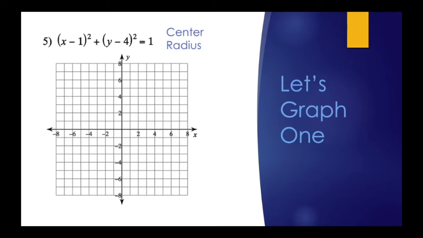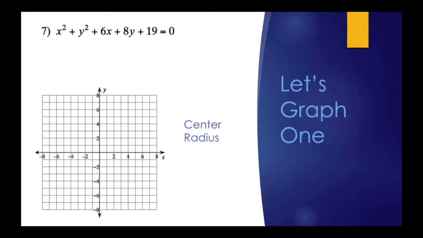All right, so they want the center and the radius. The center is the opposite of this and the opposite of that, so it's going to be 1, 4. And the radius is going to be the square root of 1, which is 1. So we're going to come out here at 1, 4, and we're going to go 1 up from all sides and put a dot. And do our best to draw a round figure, not some kind of diamond looking thing. All right, there's our circle.